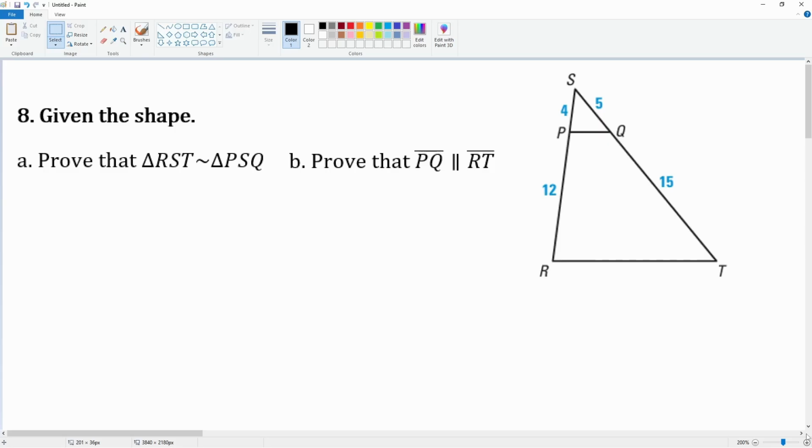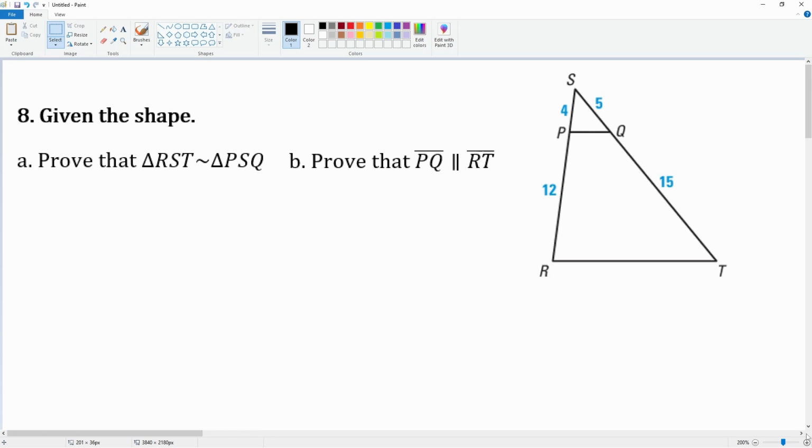Okay, so A, you're given this shape. So A, you have to prove that the triangle RST, which is the big triangle, is similar to the smaller triangle PSQ, right? And also, you want to prove that PQ is parallel to RT. This is actually easy if you treat this as, I'm going to do two problems at once, because I'm going to basically prove B first, then I'm going to use B to prove A.